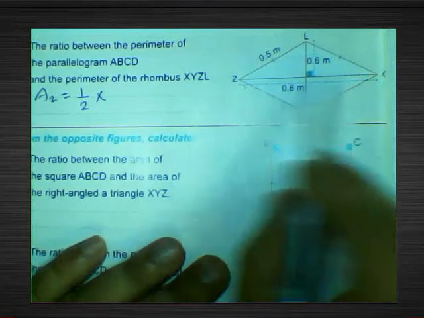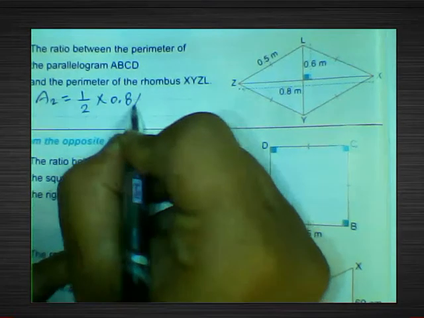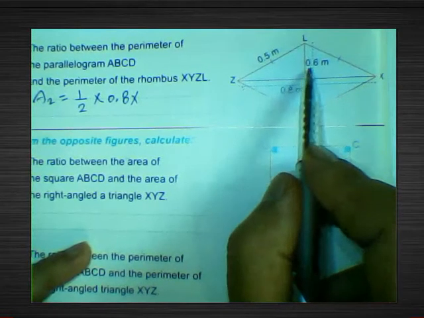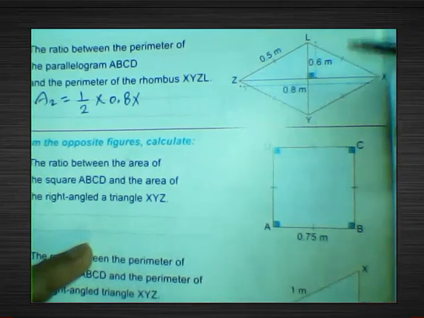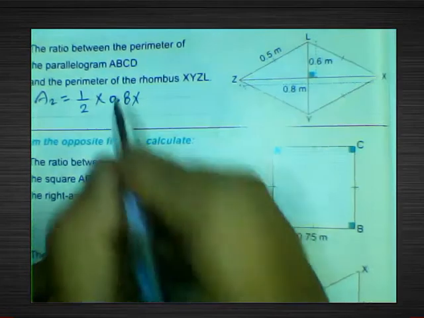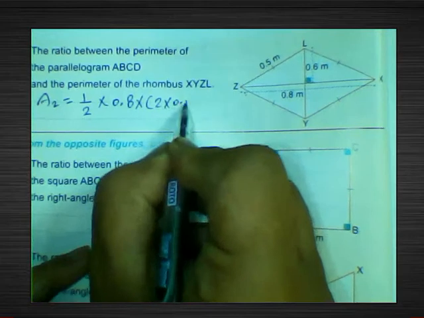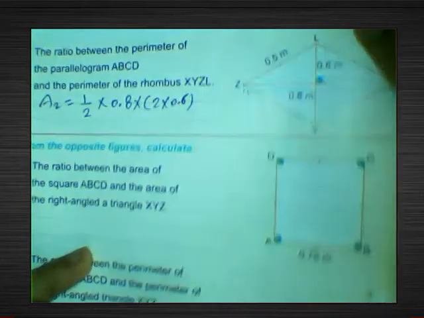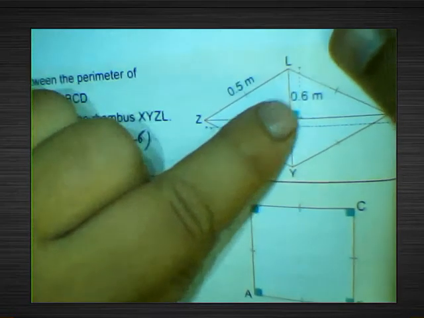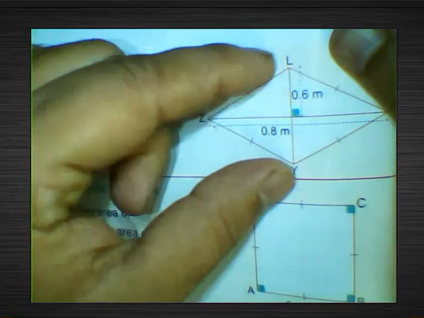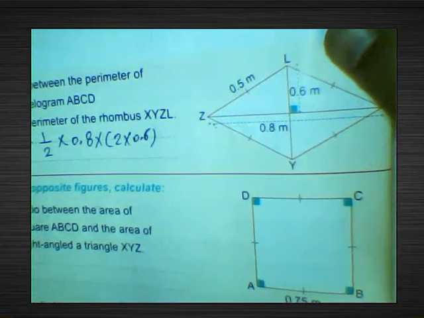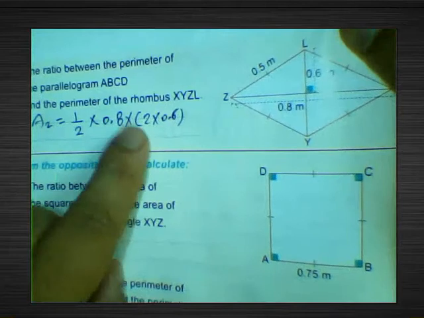Zx, the length of Zx equals 0.8 centimeter and its height is 6/10, but its length was half of Ly, so we'll find all the length by 2 times 0.6. Do you understand it? Look at it with me. The length from L to this point equals 0.6 meter, but we want the length of Ly, so we'll add 0.6 plus 0.6, or we will write in parentheses 2 times 0.6.